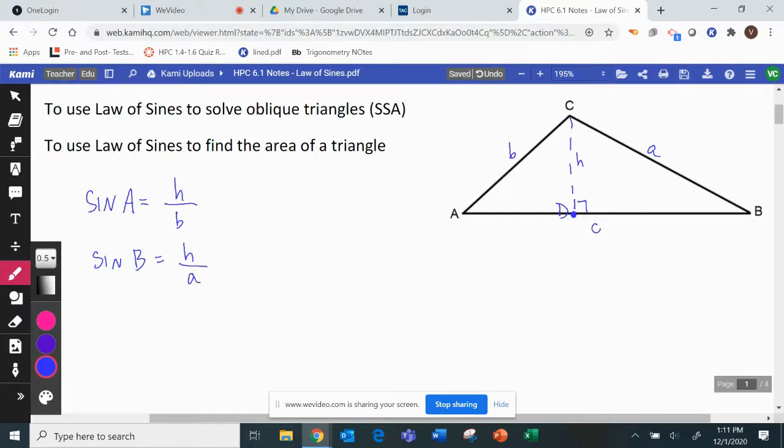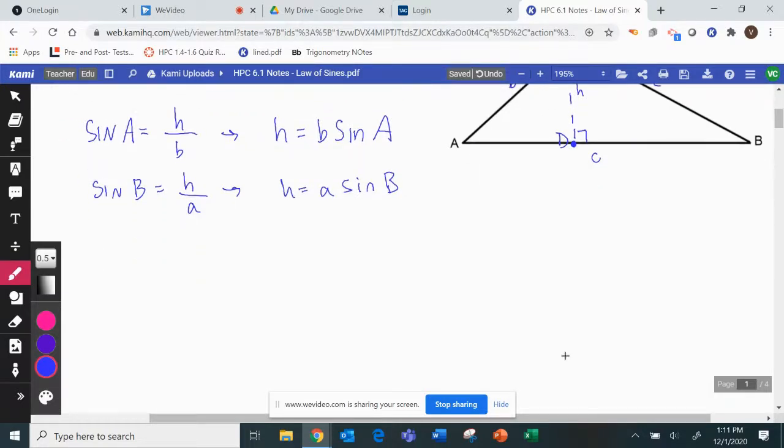Because H is the same for both smaller triangles, I'm going to solve both of these for H. Because H is equivalent in both of the triangles, I know that b sine angle A is equivalent to a sine angle B. Substitution.